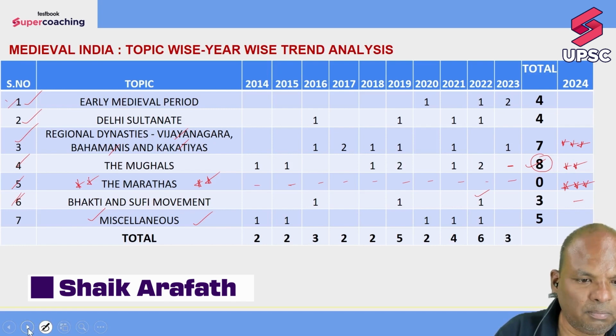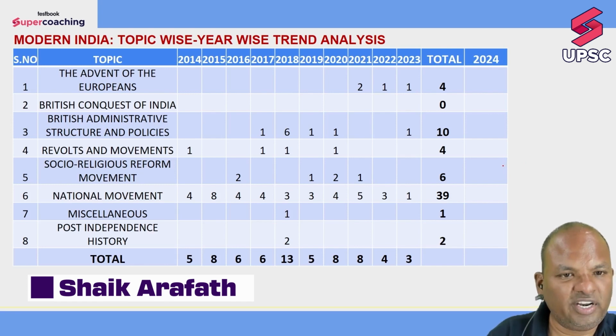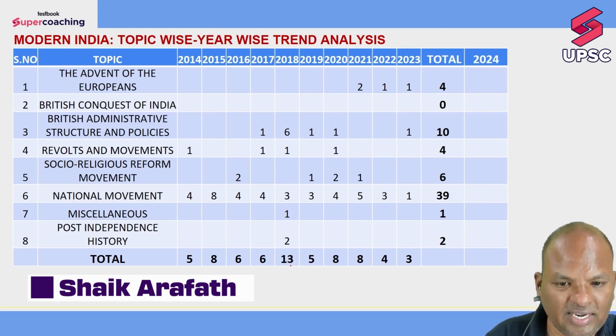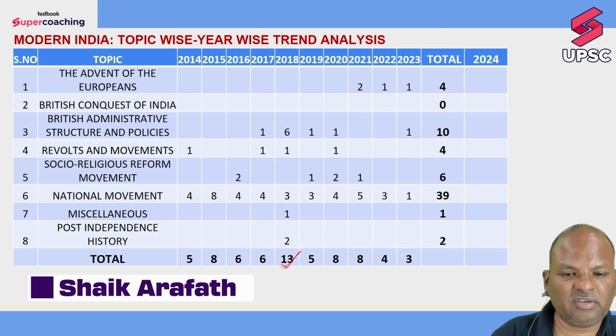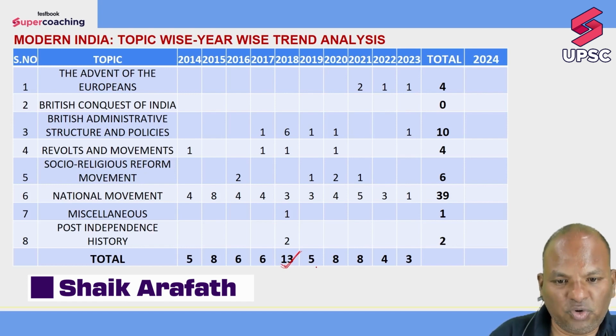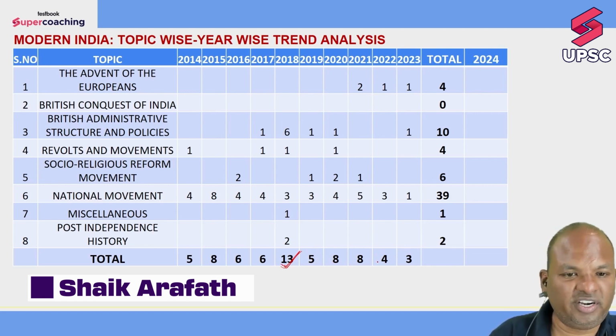Then come to modern Indian history. Each year, half the questions from history were from modern Indian history till a couple of years ago. So till 2018, a majority of the questions that are asked from history were from modern Indian history. But from 2019, as I just told you, this trend has changed. Now, less and less number of questions are being asked from modern Indian history.